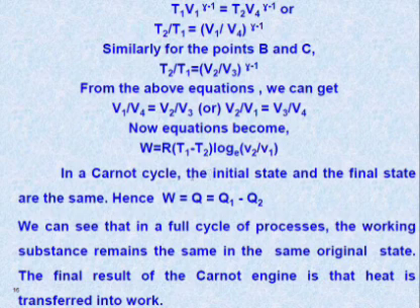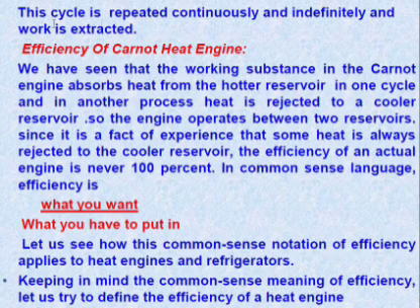In a Carnot cycle, the initial state and the final state are the same. Hence, work done equal to Q, that is the heat, equal to Q1 minus Q2. We can see that in a full cycle of the process, the working substance remains in the same original state. The final result of the Carnot engine is that heat is transferred into work. This cycle is repeated continuously and indefinitely, and work is extracted.